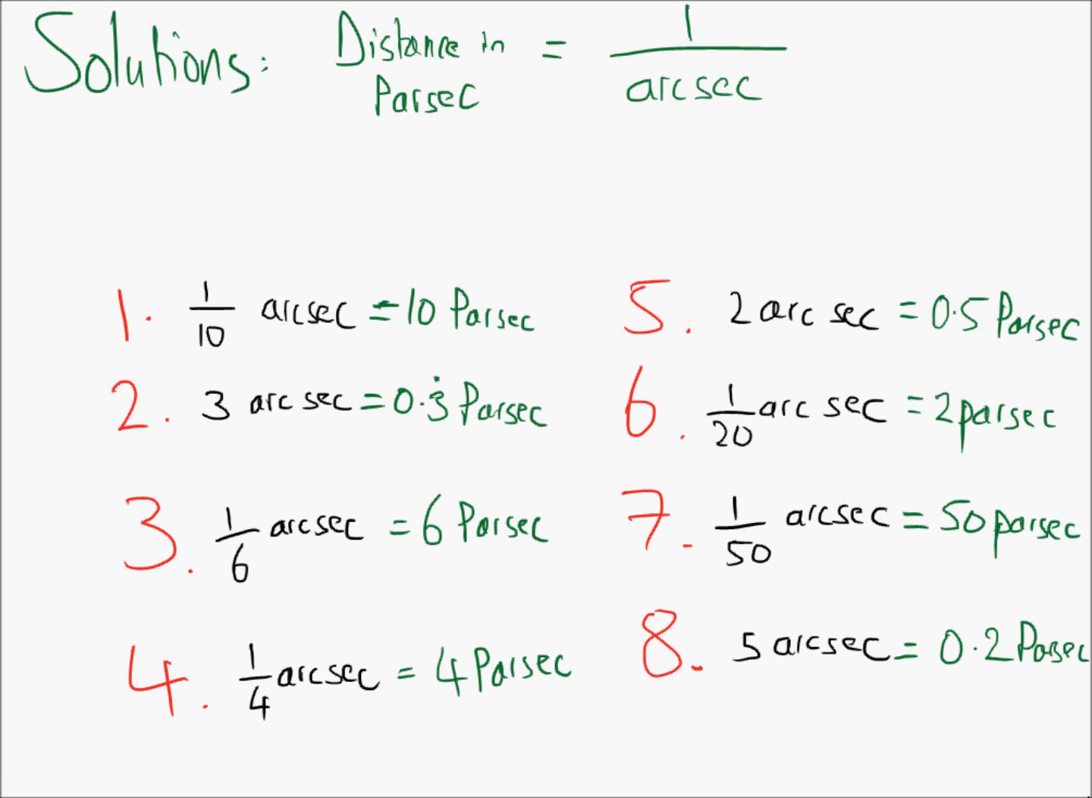Here we go. To find the distance in parsecs, you need to do 1 divided by the number of arc seconds. So for example, question number 1, what's the distance in parsecs? Well, the number of arc seconds is 1/10 of an arc second, so the distance is 1 divided by 1/10, which is 10. Question 5 here, what's the distance? It's 1 divided by 2 arc seconds, 1 divided by 2, 0.5, and so on. And there you go, that's how to do them. And there are some answers.